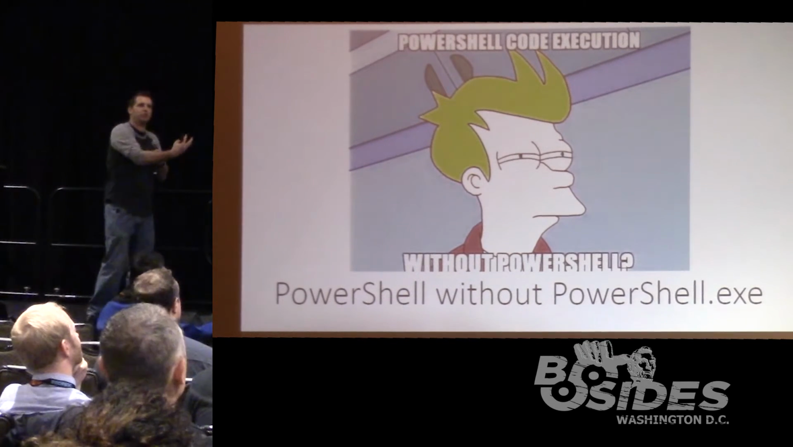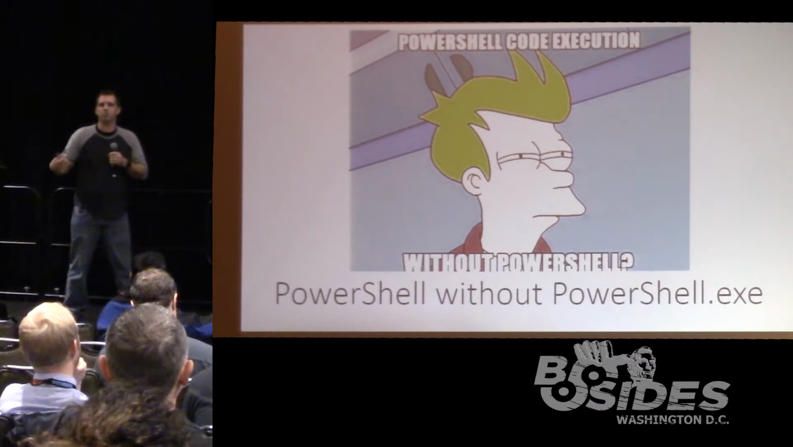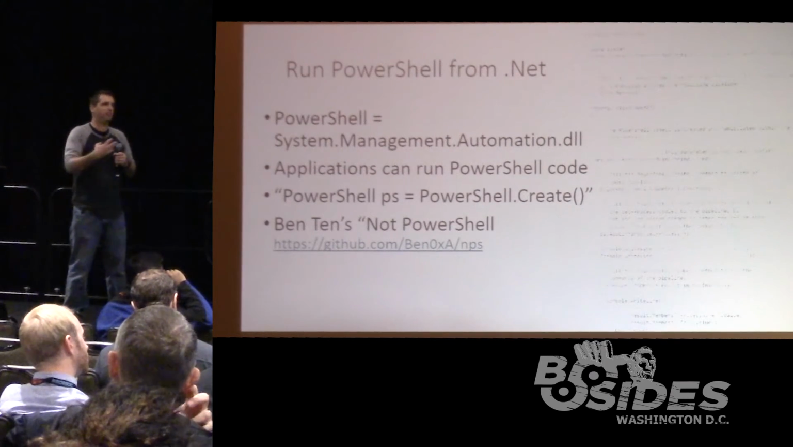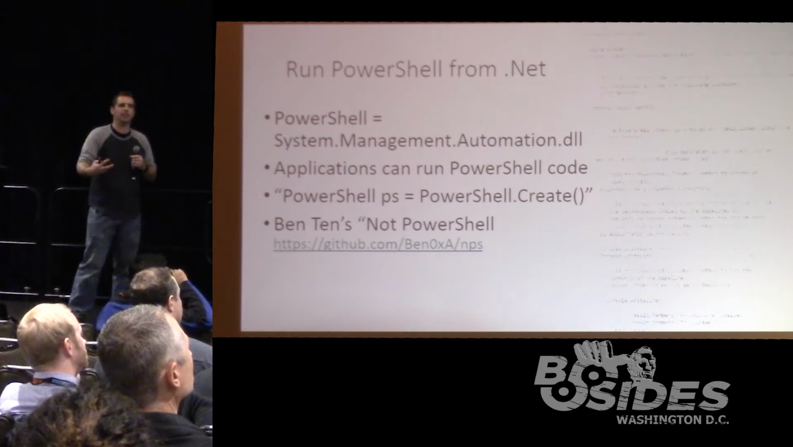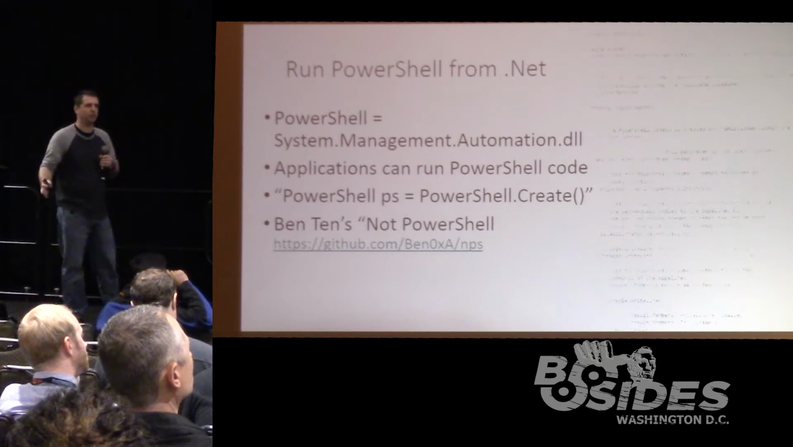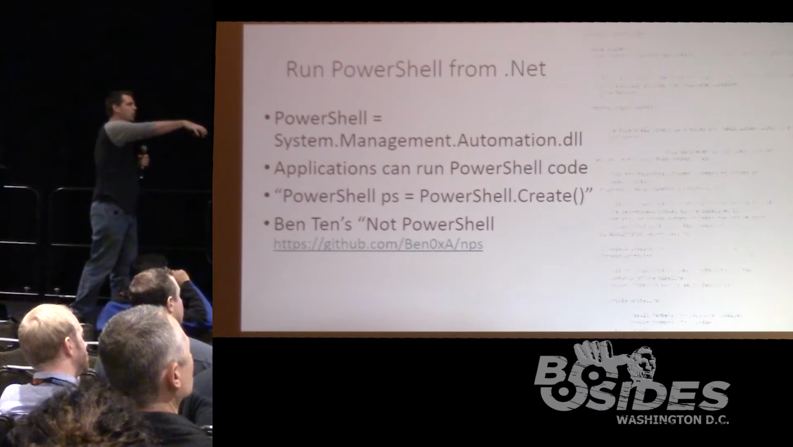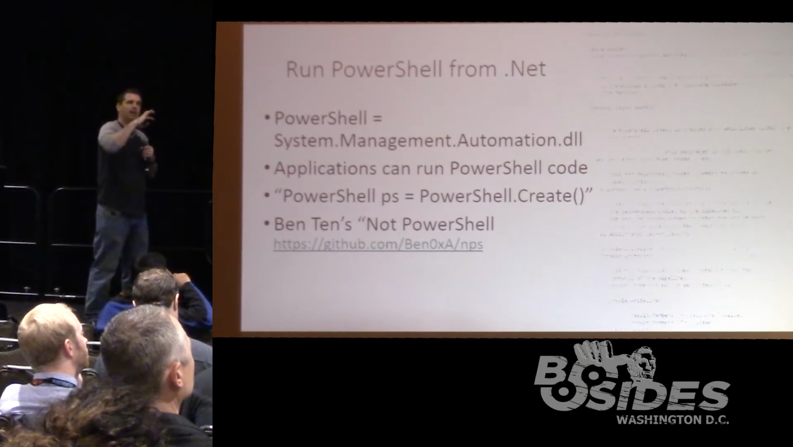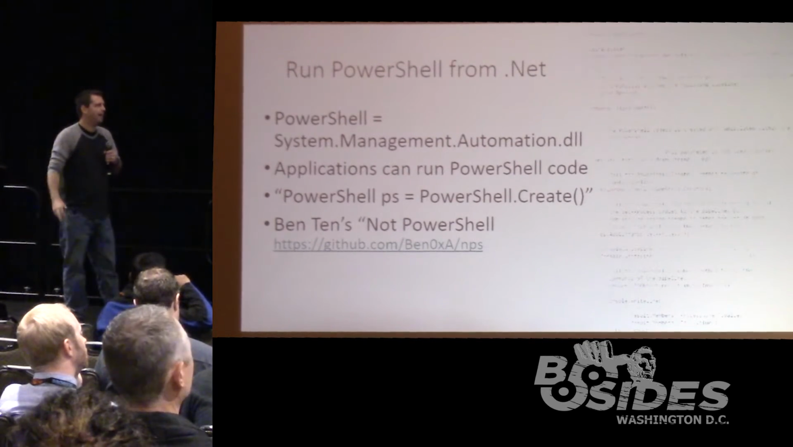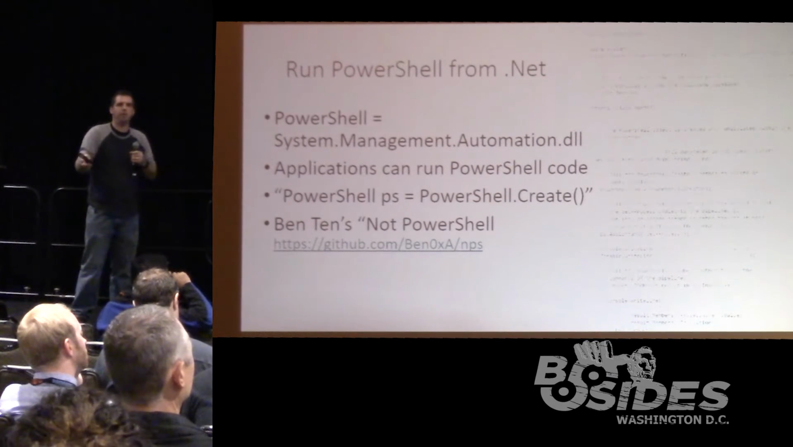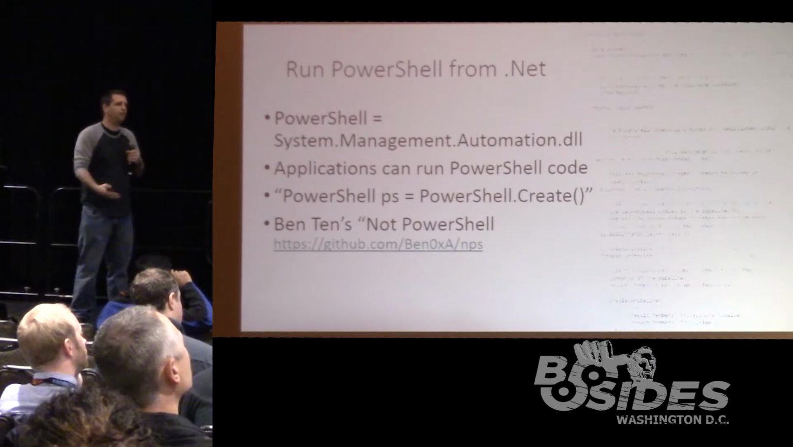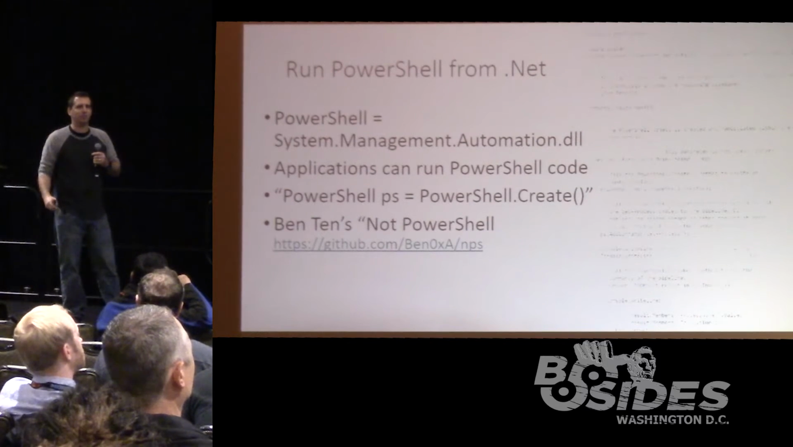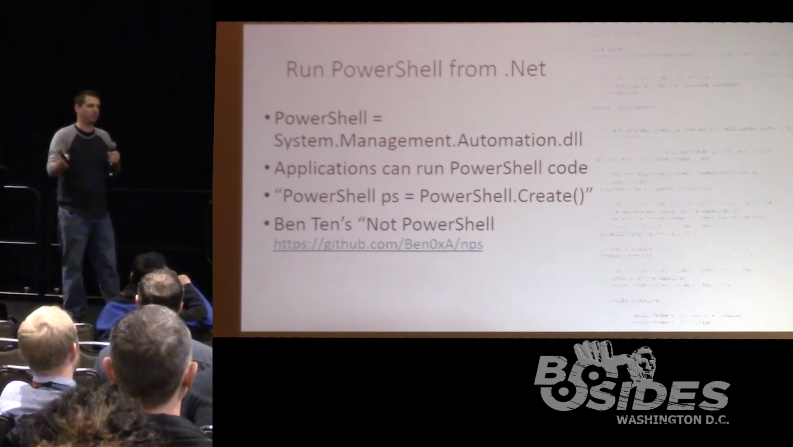But we don't just need PowerShell.exe. We can execute PowerShell from other places. And why is that? We can execute and run PowerShell from .NET because PowerShell is System.Management.Automation.dll. It is a DLL. It is not PowerShell.exe. It's not PowerShell_ISE.exe. Those are just consoles that call that DLL. On the right side, you can't really see it, but this is code from MSDN that says how to actually create an application that calls PowerShell code. It's as simple as going PowerShell ps equals PowerShell.Create and then parens. And Ben0xA, who spoke at DerbyCon this year and also last year, talked about his not-PowerShell, which is an executable that's totally not PowerShell, but you can actually run PowerShell code from it.